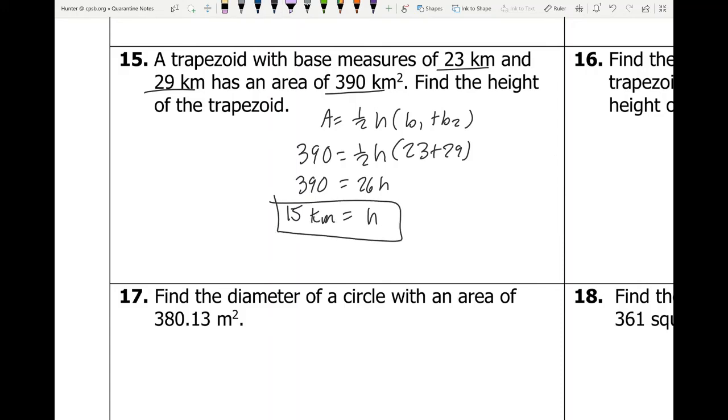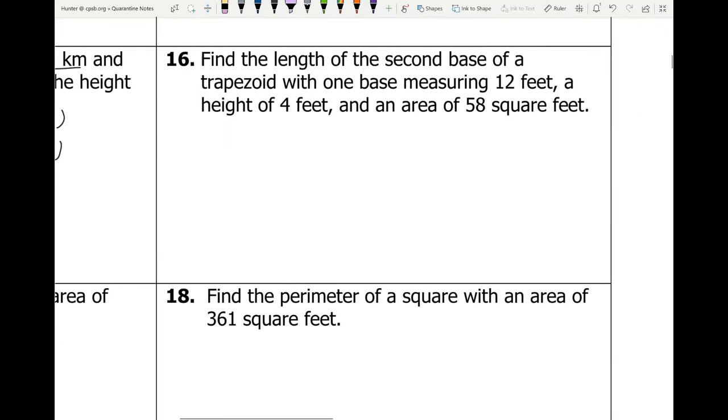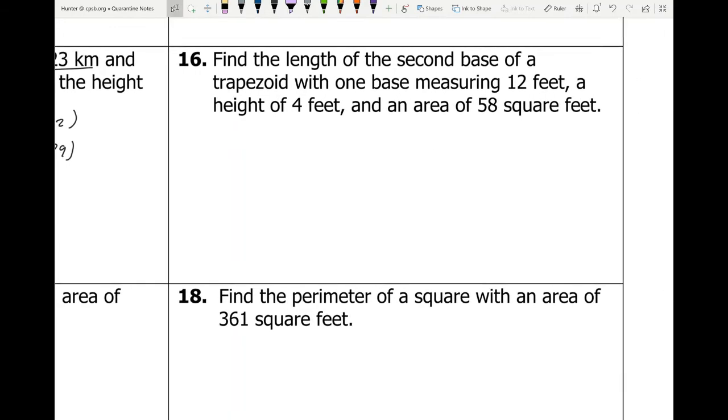These trapezoid ones are a little difficult, more difficult. So this one especially is worse. So find the length of the second base of a trapezoid with one base measuring 12 feet and height of 4 feet and the area. So again, set up my formula.